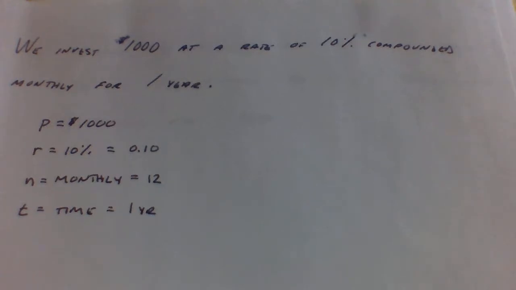In this problem, we talked about compounding periods. It's going to happen monthly, so our n value is going to be 12. And our last piece is going to be for time. We're making this investment for a total of 1 calendar year. So let's go get our formula so we can get started on this problem.